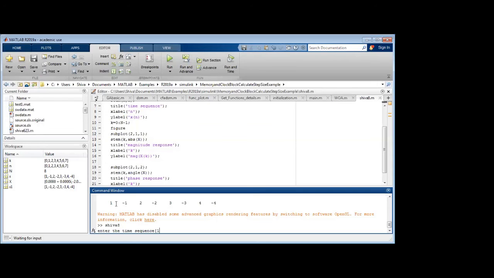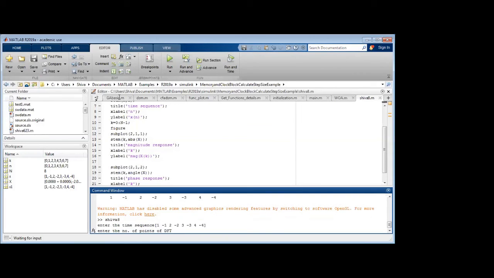Okay, enter the time sequence. I've given the time sequence as 1 minus 1, 2 minus 2, 3 minus 3, 4 minus 4. With the N-point DFT, it is asking for the number of points, and I'm giving 8. So it's showing me both things, the output waveforms and the values also.